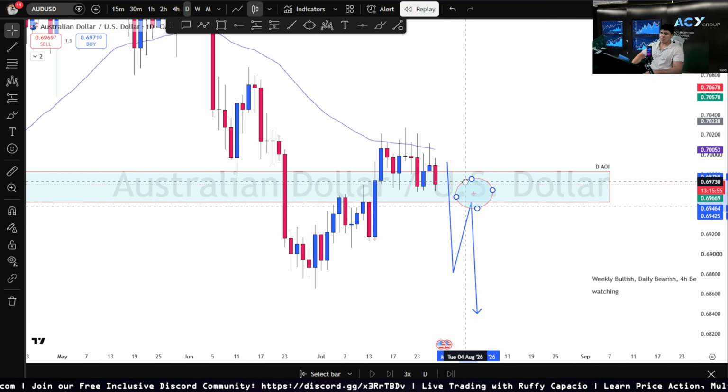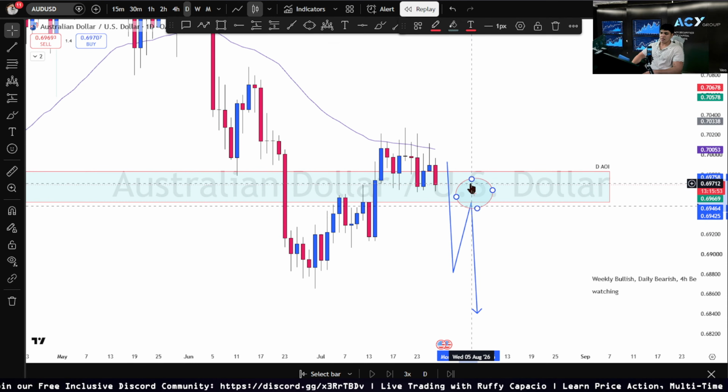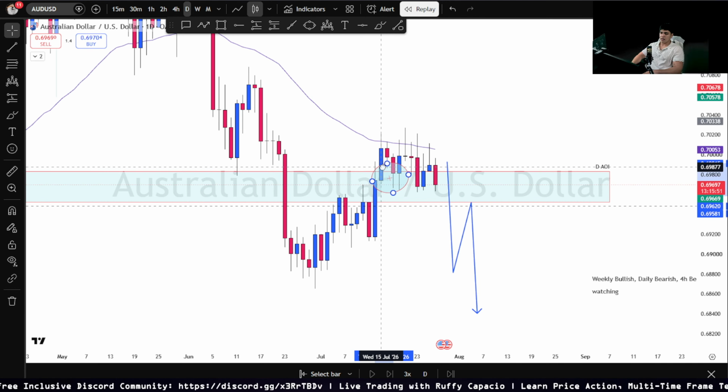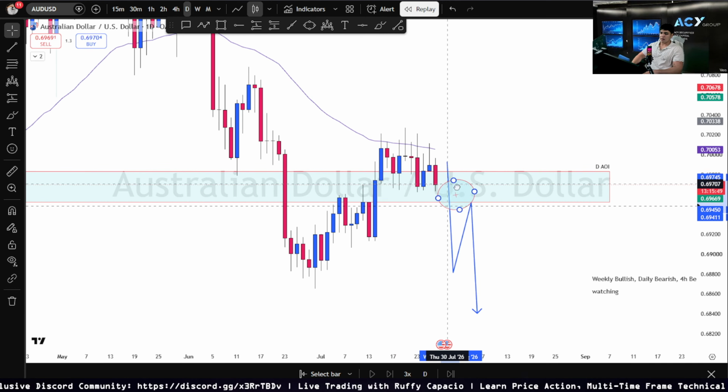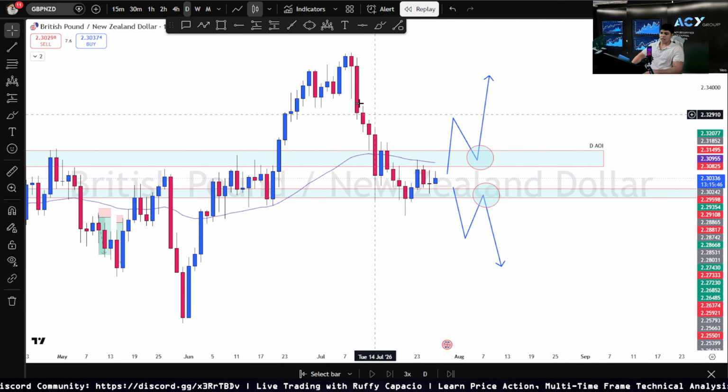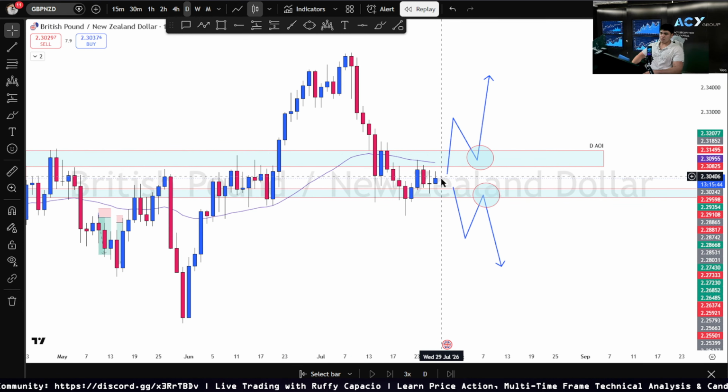Wait for the retracement or entry signal after the retracement, and wait for it to properly retest this head and shoulder pattern neckline. On to the next, GBP NZD, wait for any breakouts.